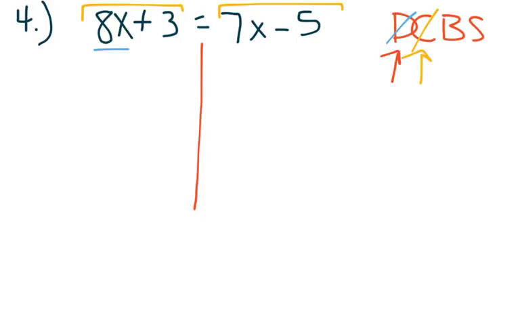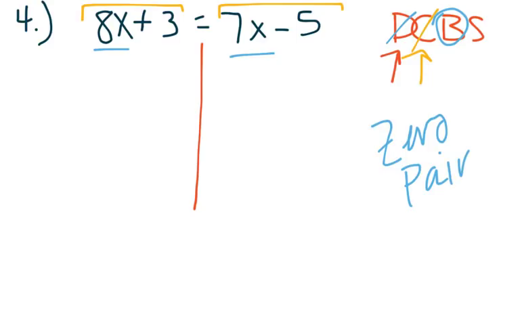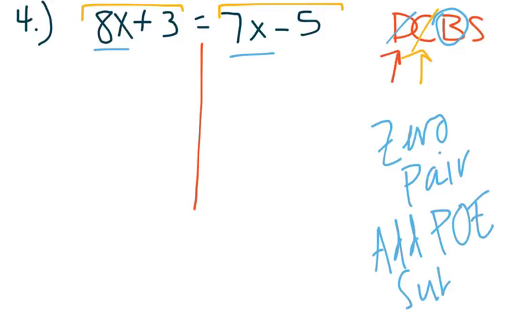Bring all variables to one side. I have 8x on the left and 7x on the right. So we definitely need to do this step, bring all variables to one side. We do this by creating a zero pair. So a zero pair is when we use either the addition property of equality or the subtraction property of equality. You can pick either 8x or 7x to create a zero pair with. I always pick the one with the lower coefficient. So I'm going to make a zero pair with 7x.